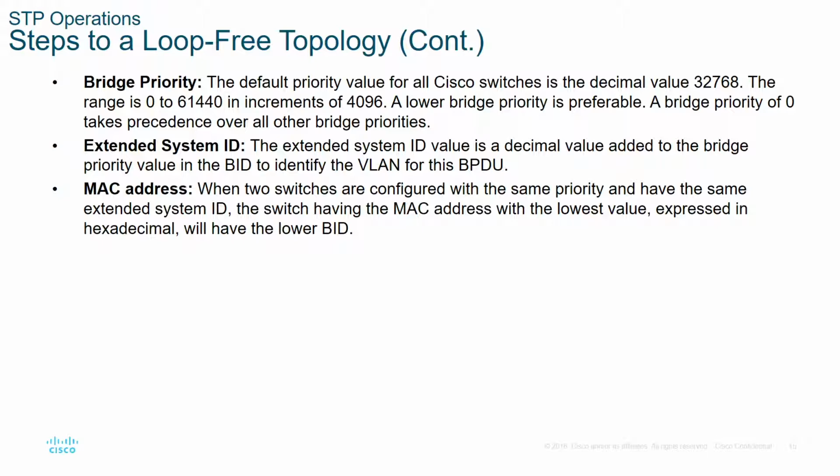The MAC address: when two switches are configured with the same priority and have the same extended system ID, the switch having the MAC address with the lowest value expressed in hexadecimal will have the lower bridge ID. So we're trying to determine between switches the one with the lowest bridge ID, and we're using the combination of these three different things: bridge priority, extended system ID, and MAC address to do that. And the MAC address, of course, being unique for each device, is essentially there to break any deadlock. So if they have the same bridge priority and extended system ID, then you can break the deadlock with the MAC address.